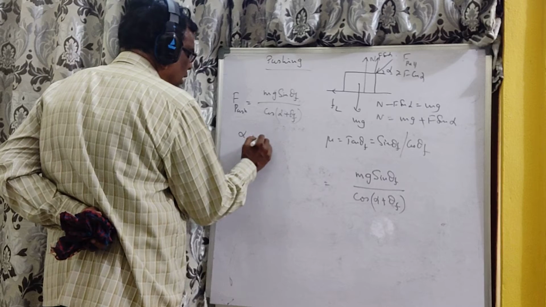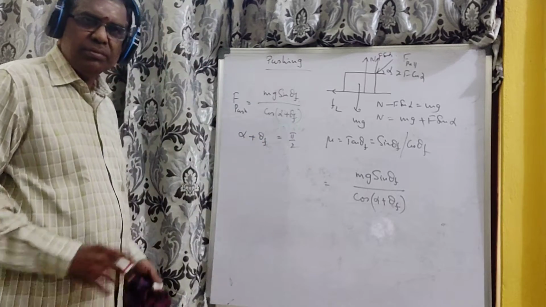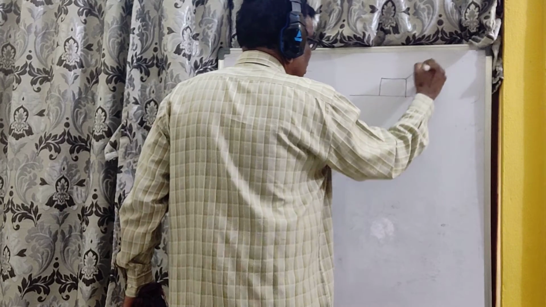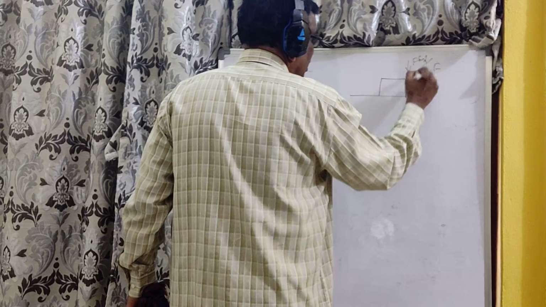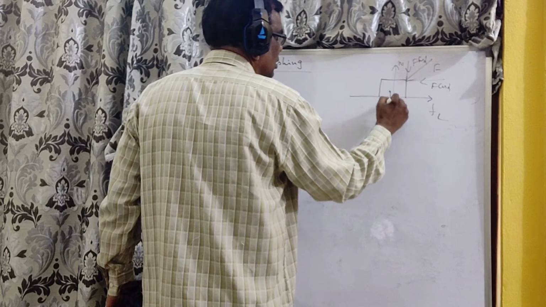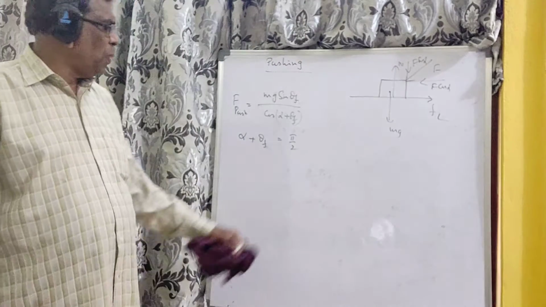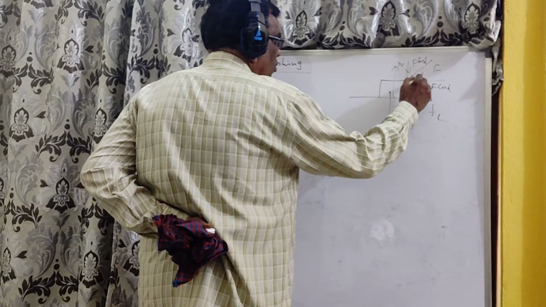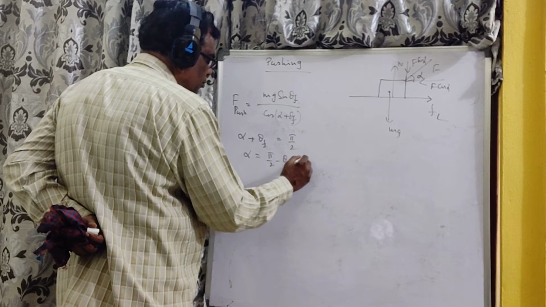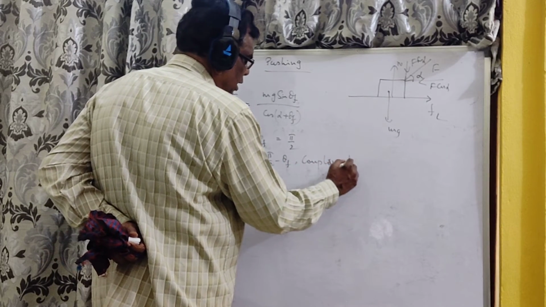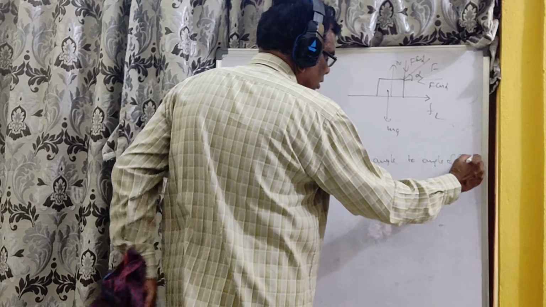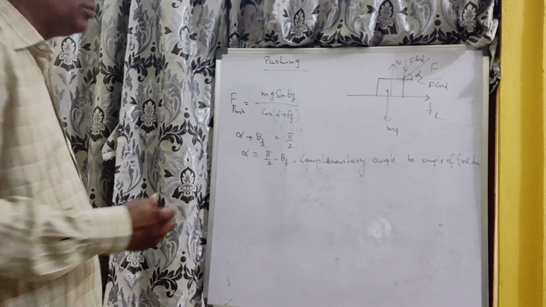I take a special case, suppose alpha plus theta f is equal to, I'm not doing all that analysis. This is F sin alpha, F cos alpha, this is FL, N, and G. This is the correct figure. And once you put that, I'm saying this alpha plus theta is equal to pi by 2, or alpha is the complementary angle to angle of friction. Complementary to angle of friction.